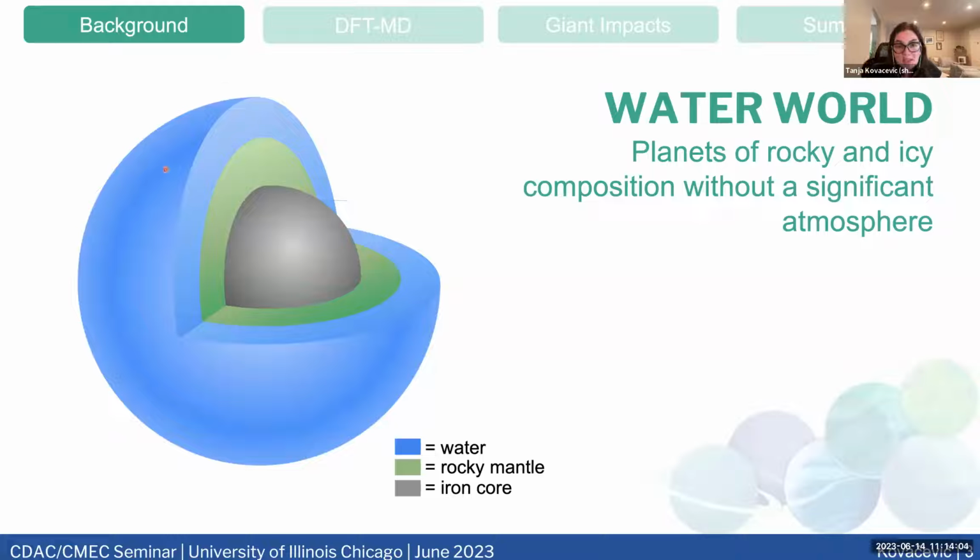With this massive water layer, the pressure and temperature conditions at this rock-ice boundary would be pretty large, at least compared to Earth, where we have less than 1% water by mass. This is a lot of water. So these pressures and temperatures are going to be pretty extreme.